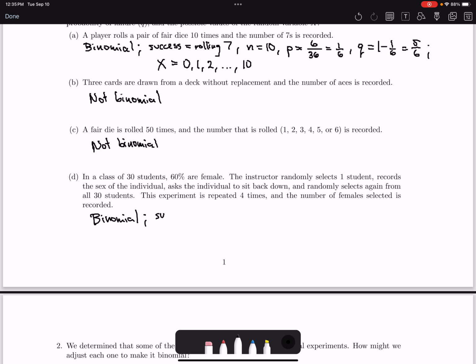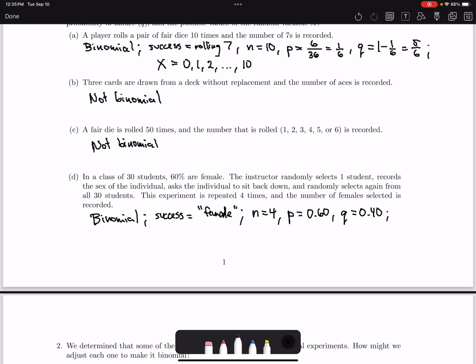Success in this case would be selecting a female, right? So we would say success equals female here. How many trials? So it looks like we repeated the experiment 4 times. Probability of success, well, 60% of the class is female, so the probability you select a female is 60%, right? 0.6. Probability of failure then would be the remaining 40%.